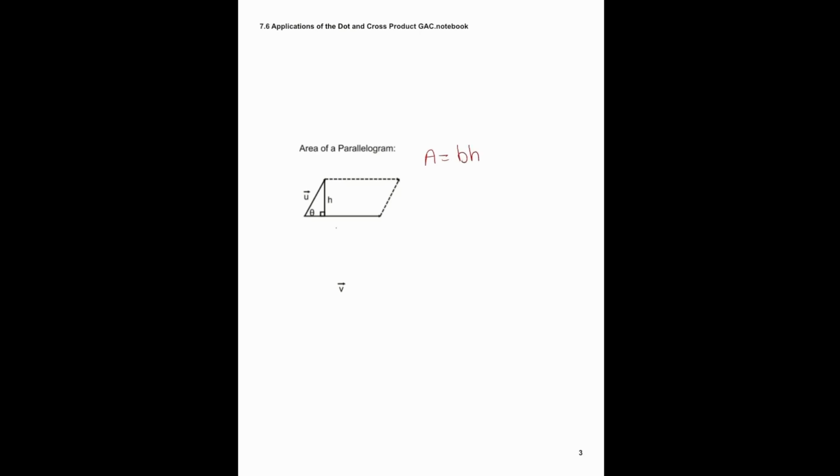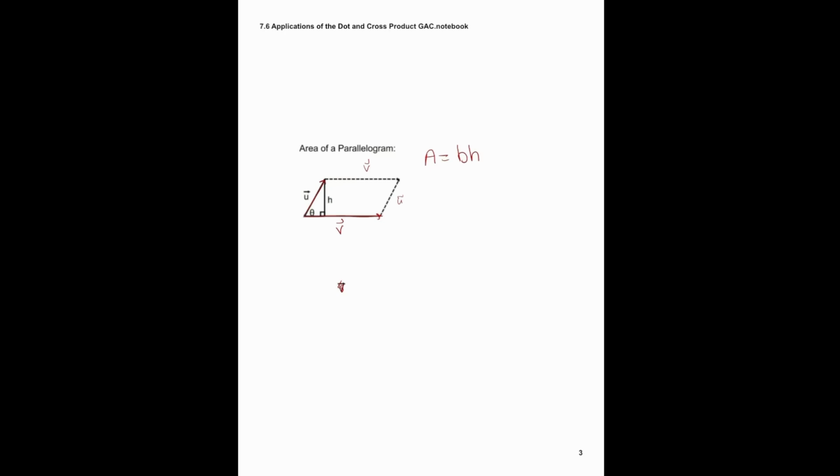The base in this case is vector v. One side of our parallelogram is vector v, the other side of our parallelogram is vector u. If we complete the parallelogram, then we have v on the bottom, u coming up the side. Now, the area of this is the base times the height.